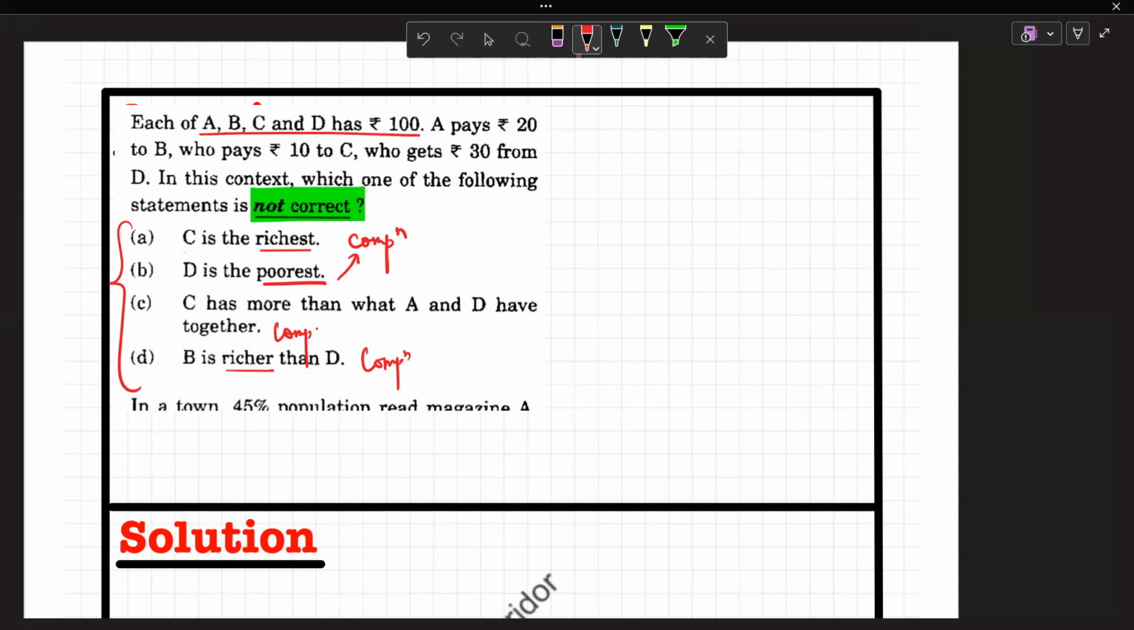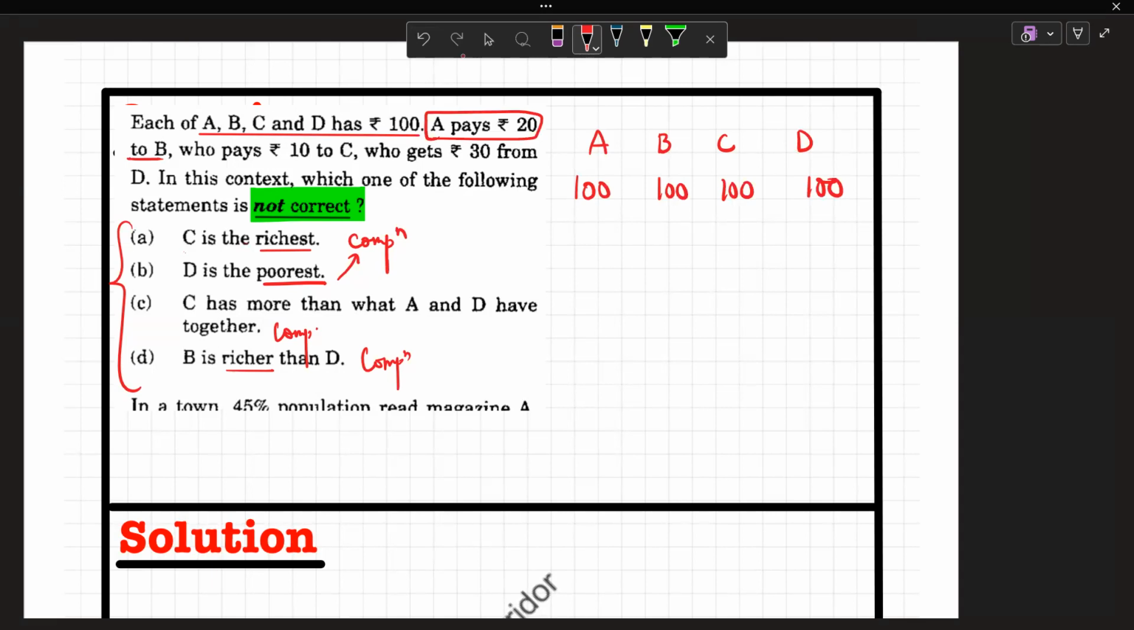Each of A, B, C, D has rupees 100. Now the question says A, B, C, D each have 100 rupees. Got it? Each got 100 rupees, so I wrote that. A pays rupees 20 to B. So you have to write this now.